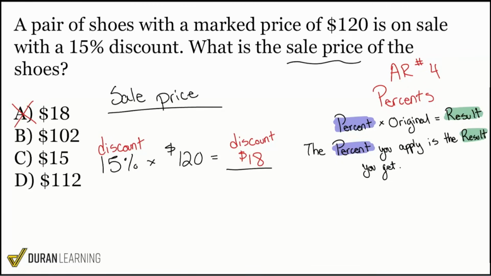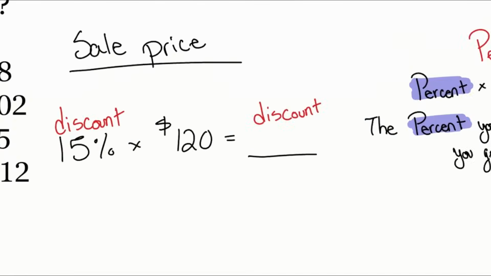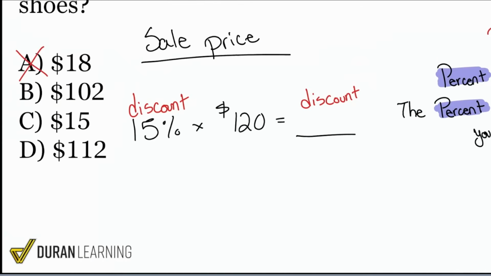So let's go ahead and show ourselves the right way to do this. First and foremost, I'm going to show you first how to get that $18. When we're going to calculate that discount anyway, what we're going to do at the end is subtract. So I'm going to write "then subtract" right here. And then I'm going to come back and show you the much faster way to get this done.